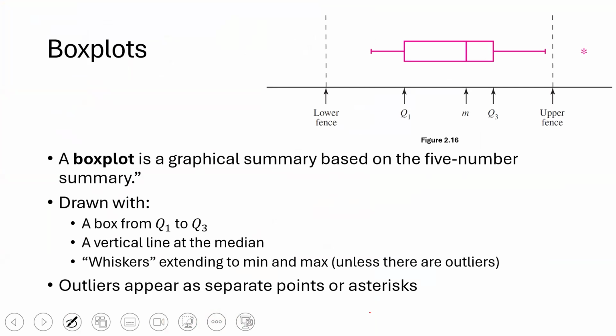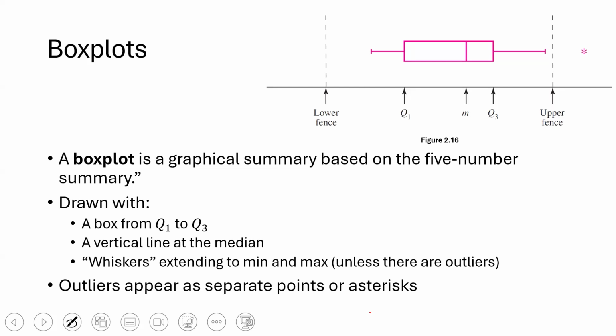A box plot is a visual summary based on the 5-number summary. The box spans from Q1 to Q3. A line marks where the median is. The whiskers stretch to the minimum and the maximum unless there are outliers. Outliers are shown as dots or stars. And box plots are great for comparing groups, like test scores by section or productivity across departments, because they show spread, center, and outliers at a glance. Now, here's an example of a box plot on the screen.